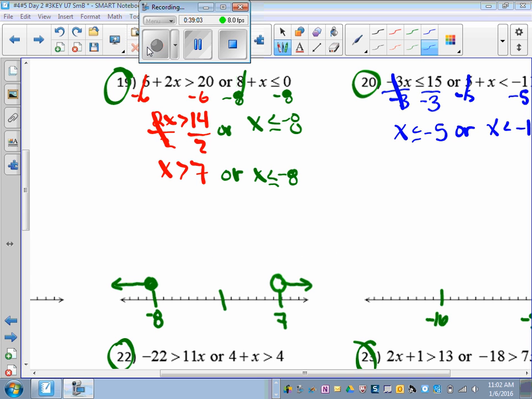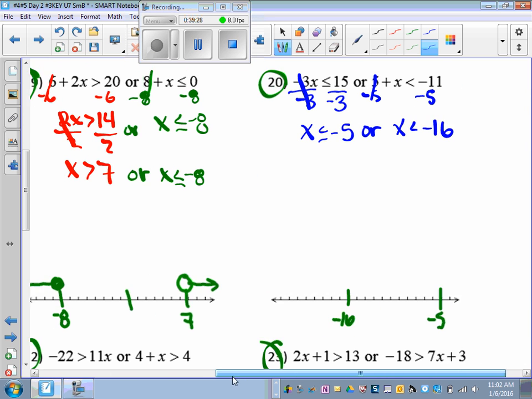All right, here's number 19. We have an or statement. So our answers are going in opposite directions here. We have to subtract 6 from both sides, and then divide by 2. We got x is greater than 7. Subtract 8 from both sides, and we got x is less than or equal to -8. Make sure you still have your or statement. Any questions on 19?